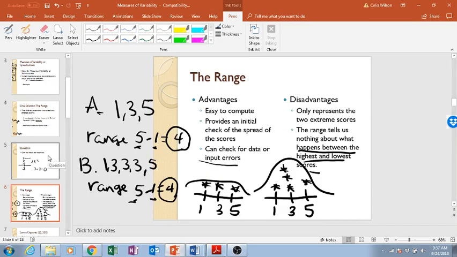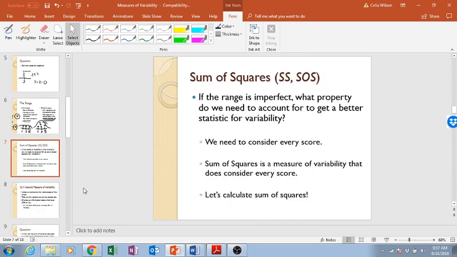Okay, let's pick up where we left off. We were looking last time at how the range does not take into account what's happening in the middle of our distributions. So we want another statistic that will help us take into account the middle of our distributions. So that statistic is sum of squares. Sum of squares is a measure of variability that does consider every score. All right, so let's take a look at how that happens with sum of squares.